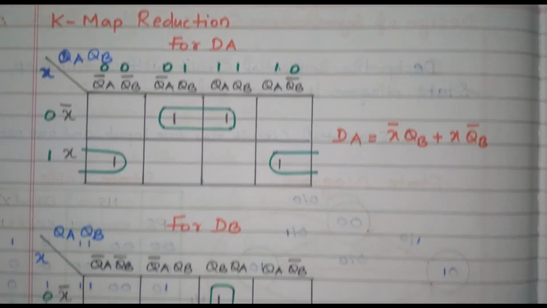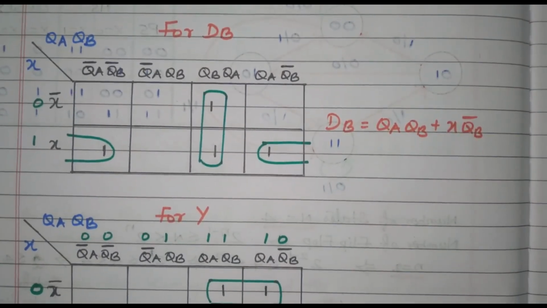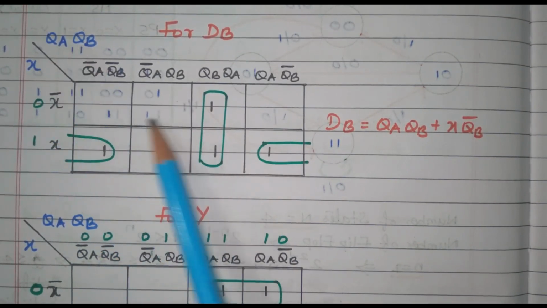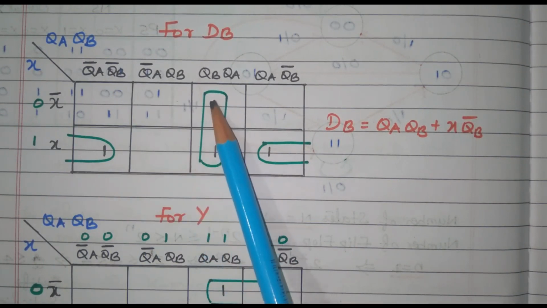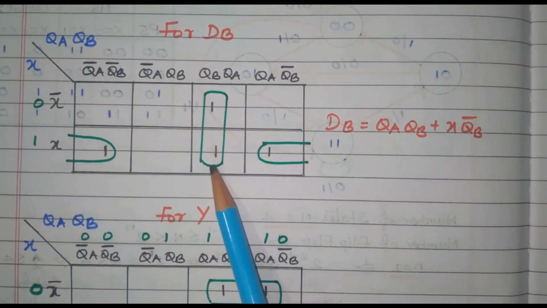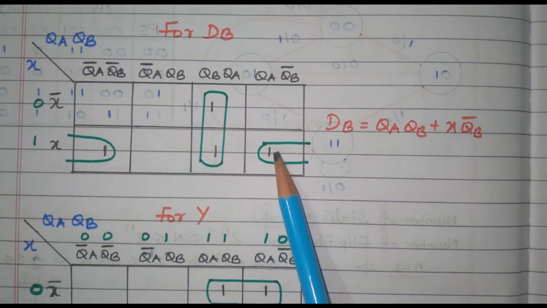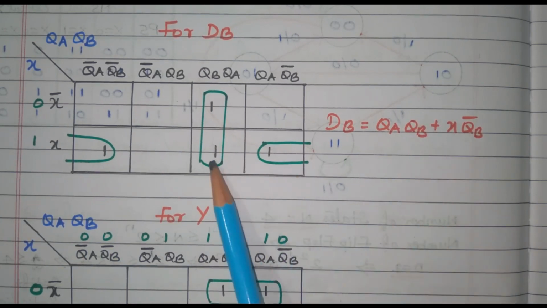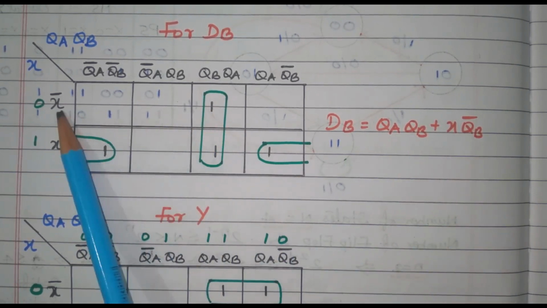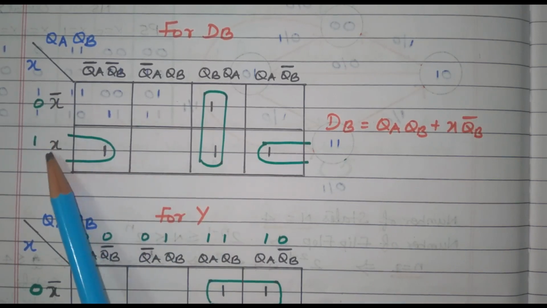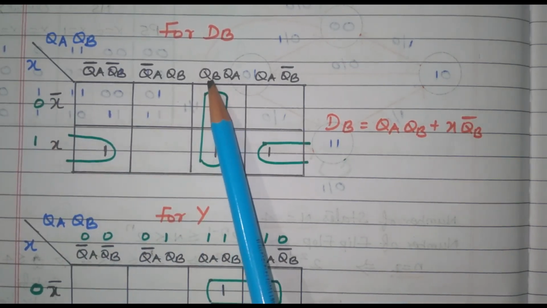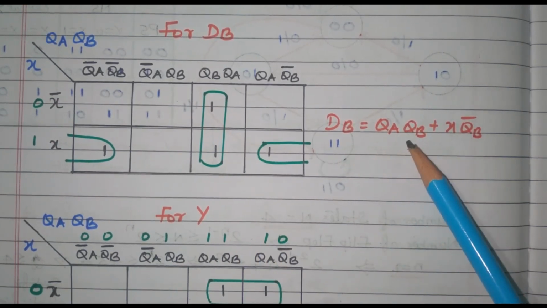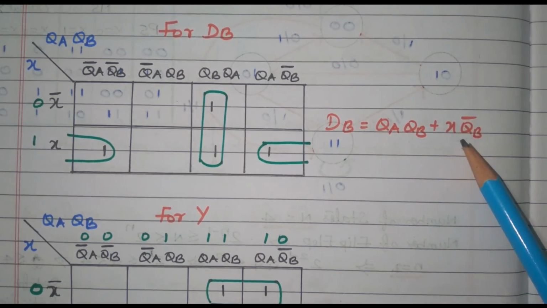Similarly, we can go for the DB. DB, same thing, has the 3 inputs X, QA, QB. Based on the table, there are 4 ones available. These two ones are grouped together and these two ones are grouped together. While grouping these two, we have X QB bar, same as in the previous case. While grouping the other two, in the first row and second row X bar got cancelled, and what is available in the third column is QB QA. So, DB is nothing but QB QA plus X QB bar, very similar to the previous case.